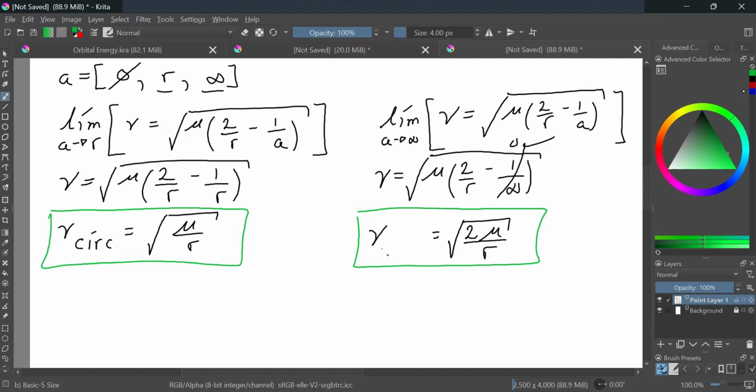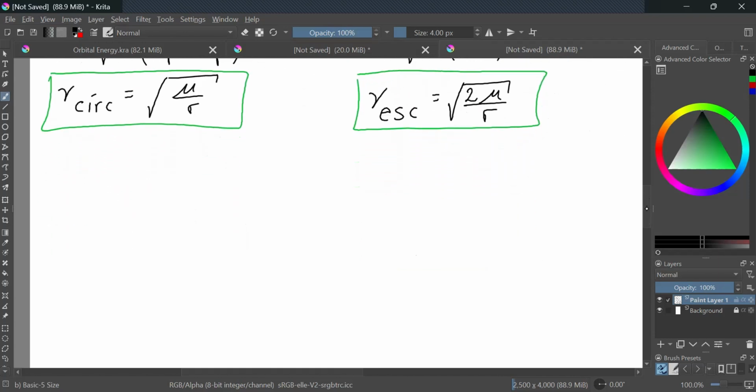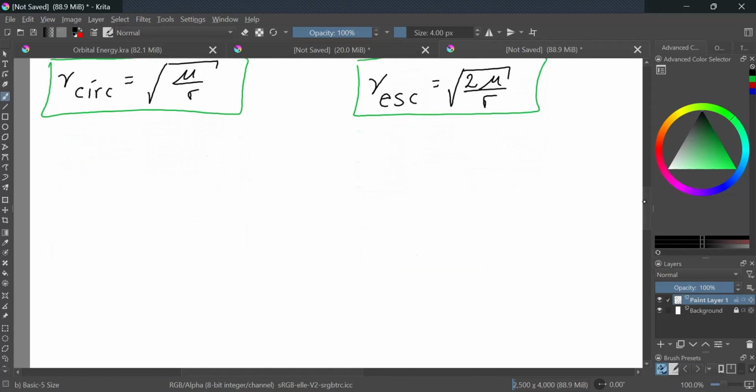And indeed, if I use the right color, there we go. That is indeed what this equation is. That is the escape velocity, which is very significant in our equation sense.